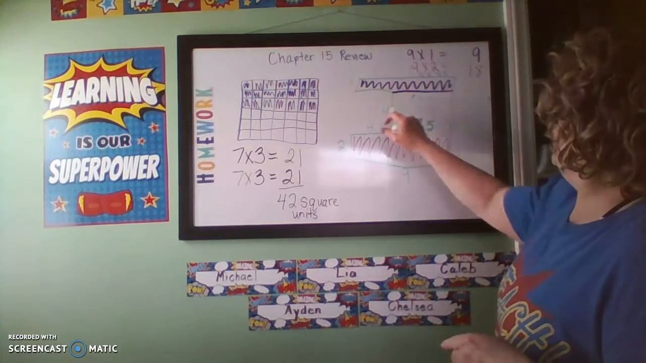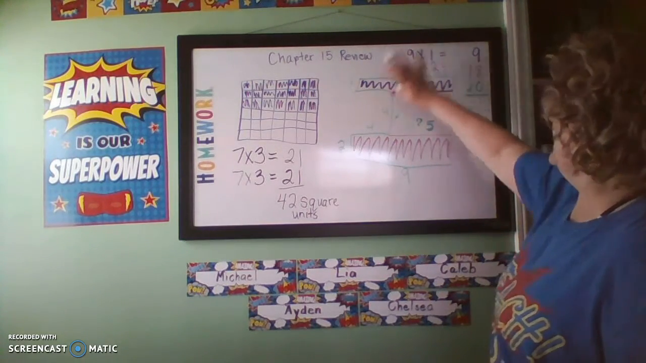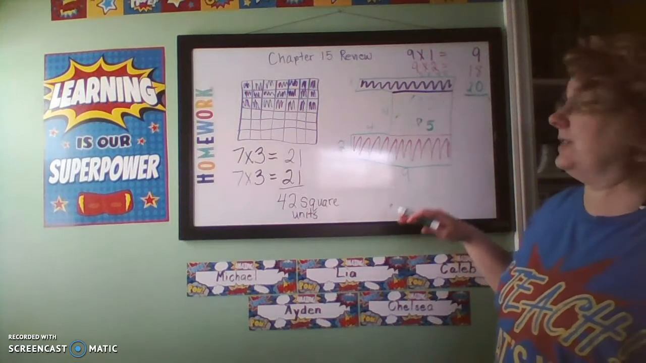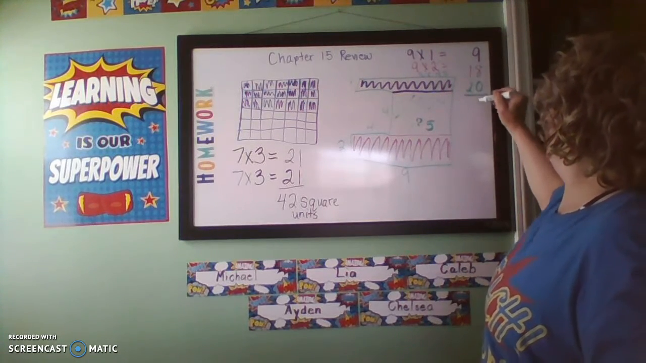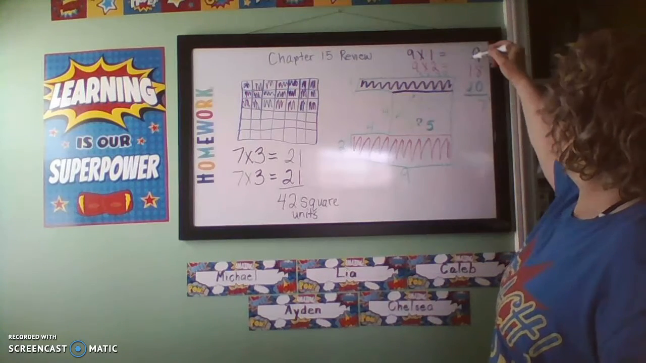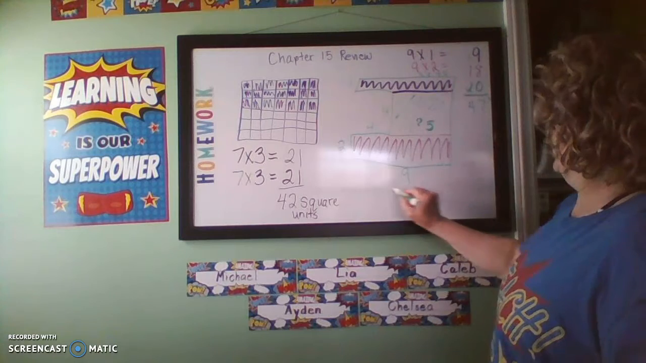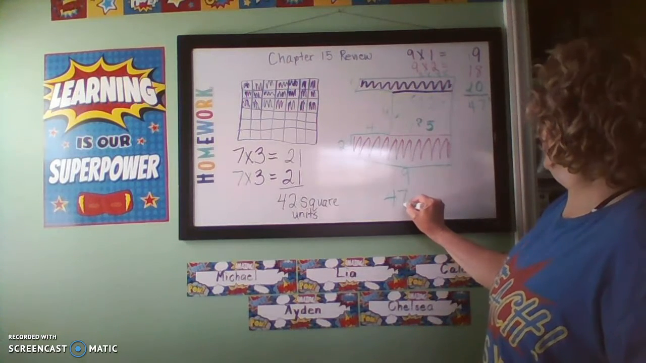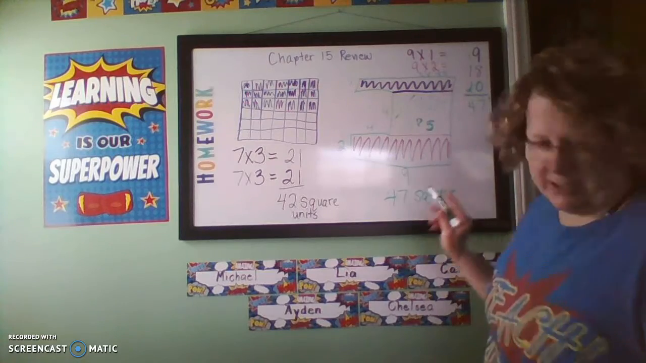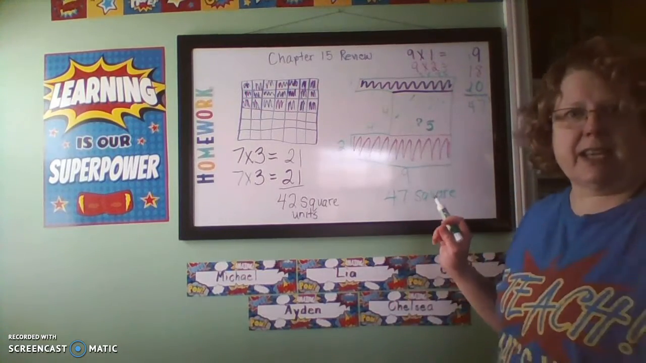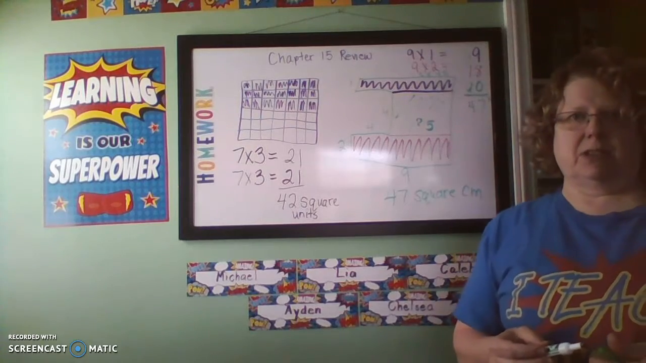All right, so I have 5 times 4 is 20. Now, in order to find the area, I have to add those 3 rectangles together. 9, 18, and 20. So I'm going to do that now. 9 plus 8 is 17. Carry the 1. 1 plus 1 is 2 plus 2 is 4. So my answer would be 47 square, and let's see, do they give us a unit? They do. They give us centimeters. So it would be 47 square centimeters.